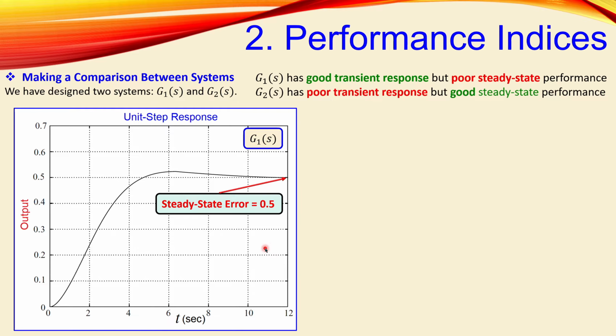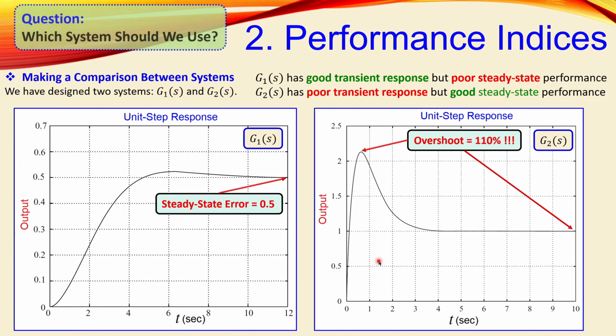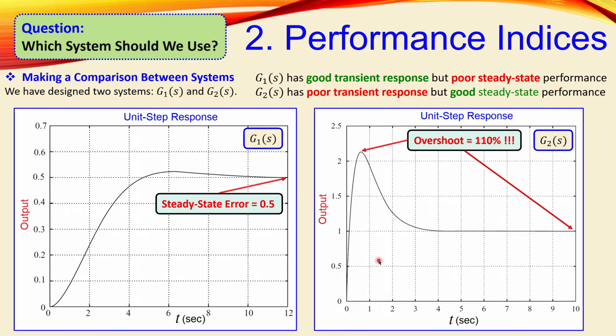Now this G2 has a very poor transient response, but quite good steady state performance, and this is this. You can see that it's quite high overshoot, again a unit step response, but it reaches the steady state value you want. So it's actually reaching that 1. But overshoot is 110% approximately, so definitely not what you want. So which of these two systems should we use? That's actually the problem of selection and also the performance indices.